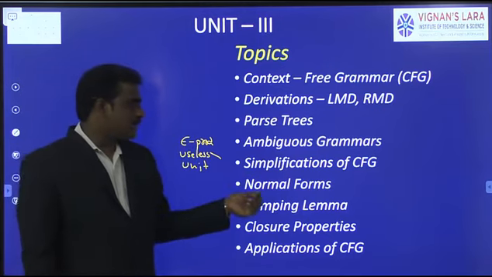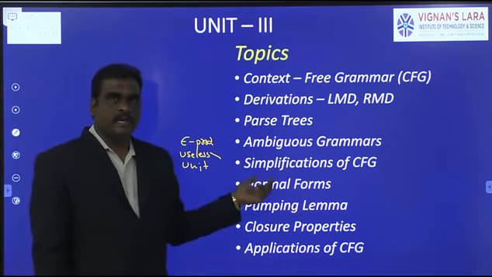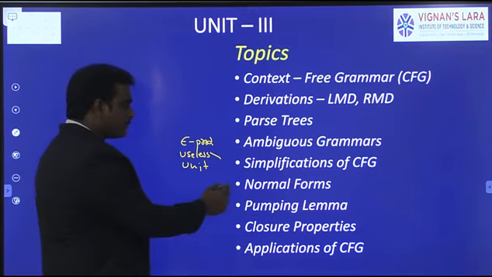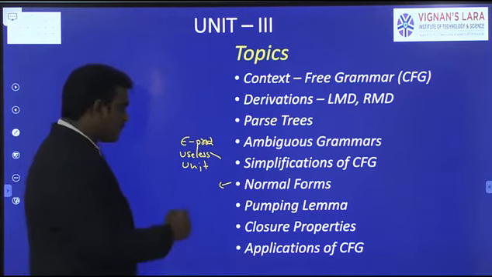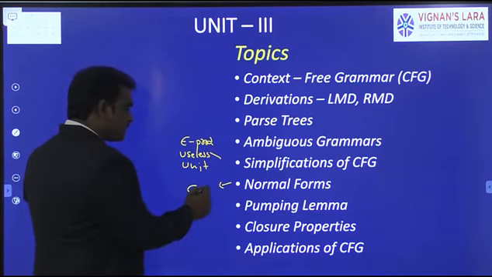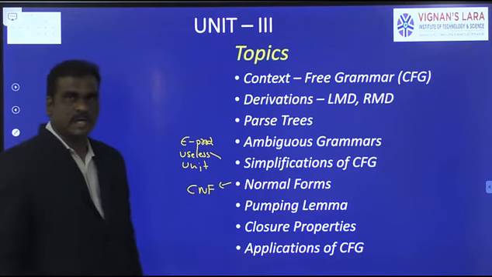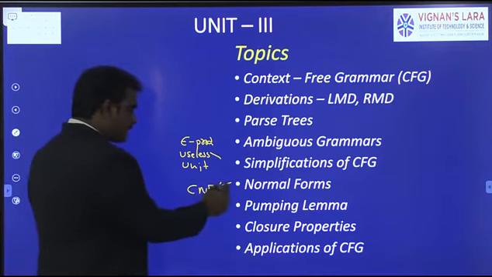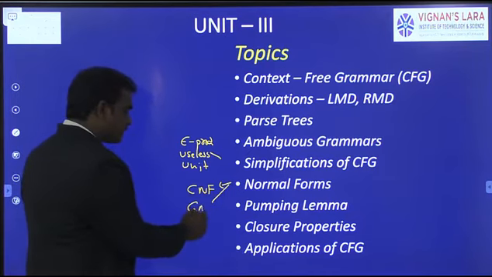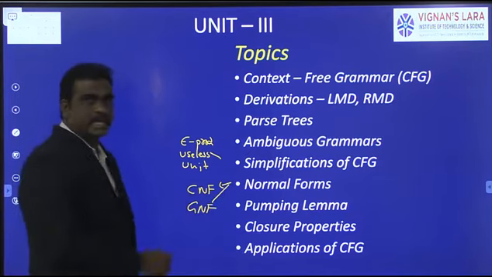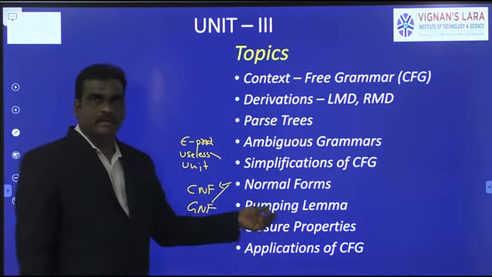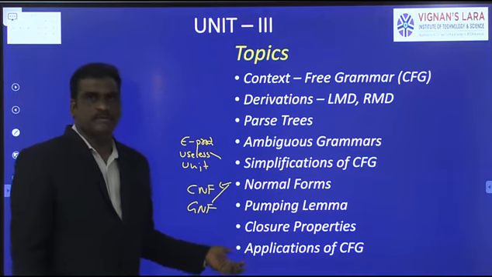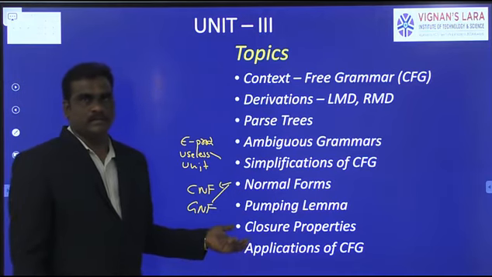And the next one is the normal forms. There are two types of normal forms. One is Chomsky normal form, that is CNF. And the second one is GNF, which stands for Greibach normal form. And the next one is the pumping lemma, properties, and then the applications of context-free grammars.